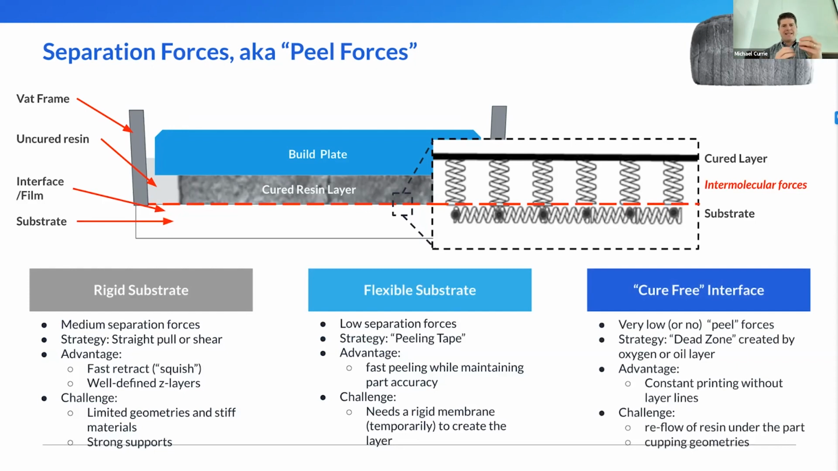And here you have basically a dead zone between the cured resin and the film. So for instance, Carbon 3D has this oxygenated layer where it makes it very difficult for the part to cure. So there are no intermolecular forces, and there is no peel force. So that's the other option. It's a very delicate process, and it also relies upon the ability to reflow resin back into that area as you start lifting that part. So there are pros and cons with each of these methods, and I just want to give you that backdrop.